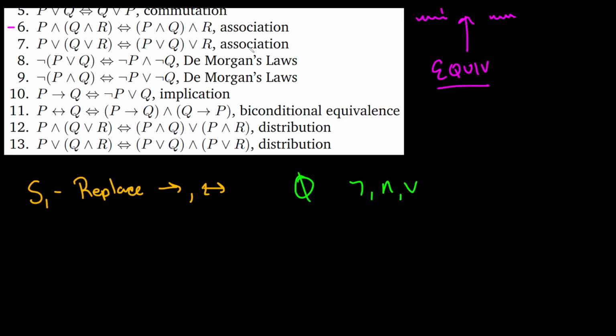The rules we'll use are implication. You can take a look at that at line 10, which takes this conditional and turns it into a disjunction. So that will allow us to remove this right arrow. And this biconditional equivalence rule will allow us to take this biconditional and replace it with a conjunction of conditionals. And then we can use the implication rule from 10 to remove those right arrows. So what we're going to do is use rules 10 and 11.